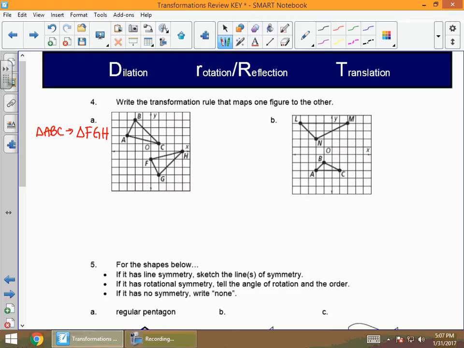So there is no dilation to do. So now I need to look at orientation. All right. Do I have to rotate this? Do I have to flip this? Which way do I need to go here? And as I look at this, all right, A is on the left side. F is on the left side. B is in the middle, and G is in the middle. And then H and C are both on the right side.